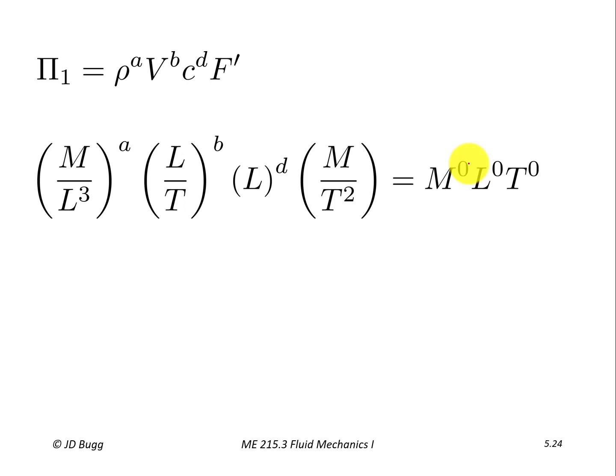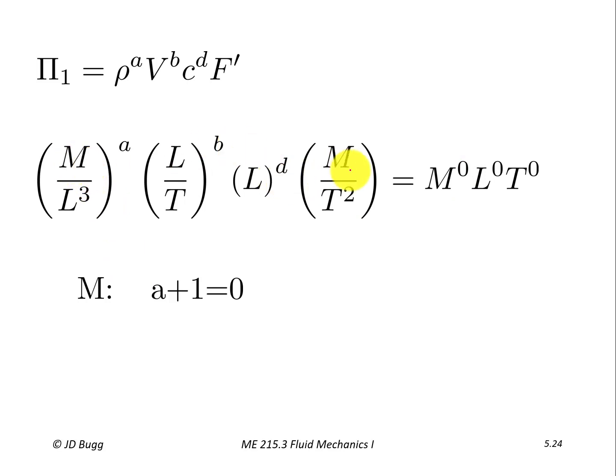m to the 0, L to the 0, T to the 0. So this is what forces us to have a dimensionless number. So the next thing is to find what these three powers need to be in order to give us a dimensionless number. So the exponents on mass have to add up to 0.